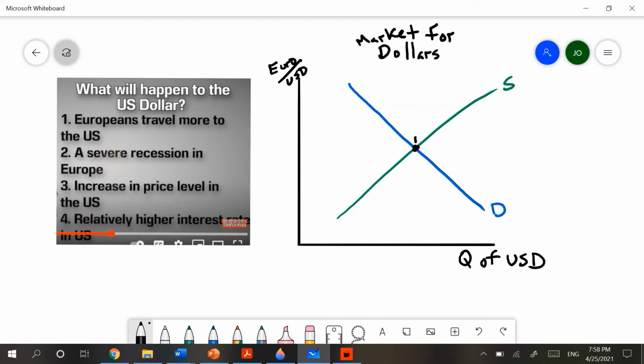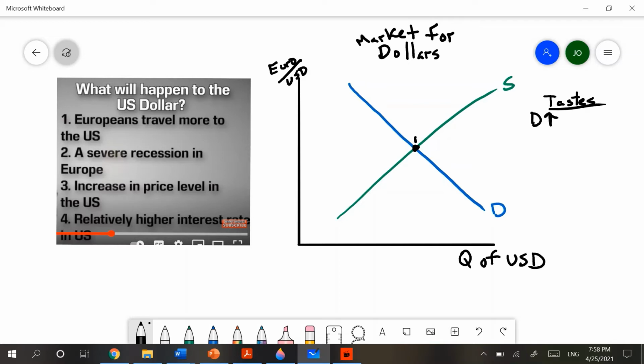Okay, so as the video was talking about, Europeans travel more to the US. This means that for some reason there's more of a taste for dollars, if you want to call it like that. There's a lot of people that want to go to the US, so people want more dollars. So that has to do with demand. And this one falls into tastes. For some reason, people are changing their travel habits, and of course when you come to the US you have to have dollars to pay for stuff. So that means that the demand for dollars is going to go up.